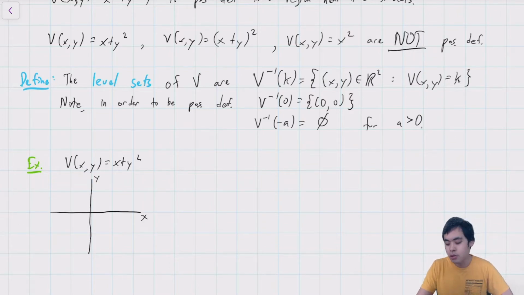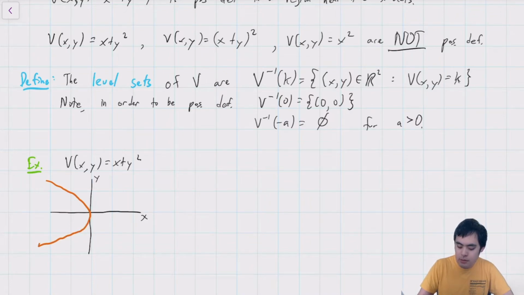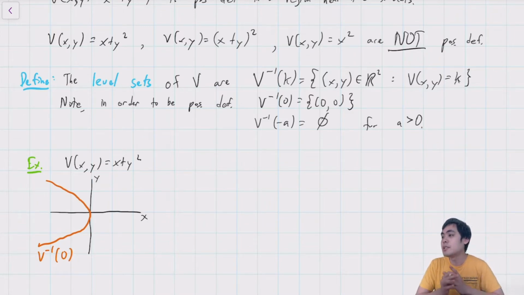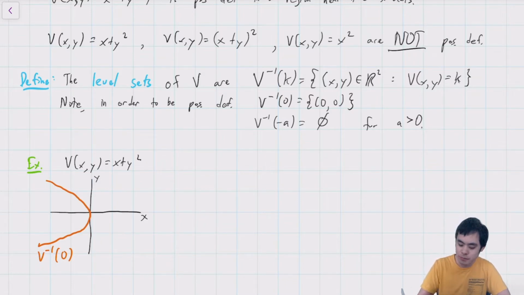Well, it turns out when you set this equal to 0, that's just x is equal to minus y squared, and that's just going to end up being a parabola here. So this is v inverse of 0. And note that because the level set continuously touches the origin, no matter how small of a neighborhood you get to around the origin, it still won't be positive definite, because it's 0 at a non-zero point near the origin.